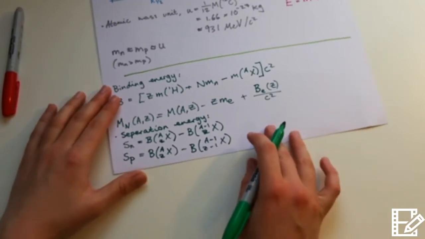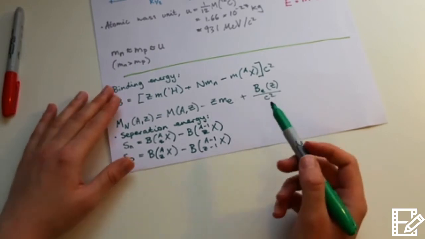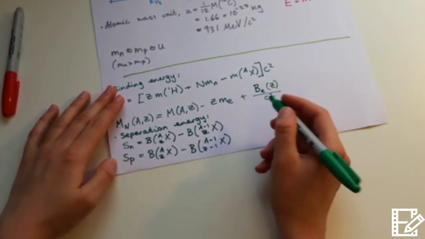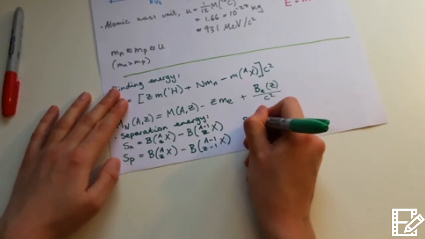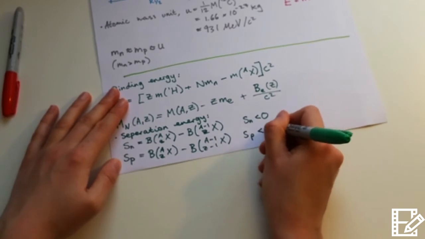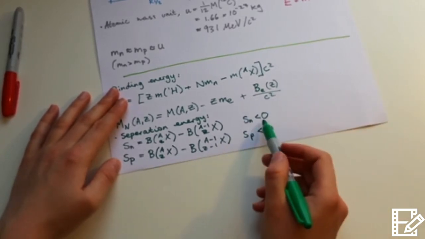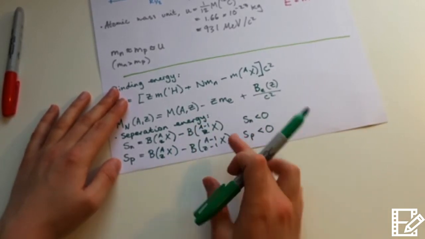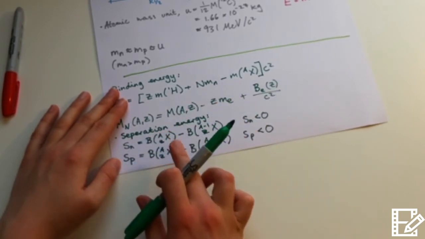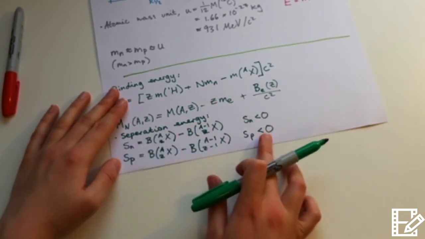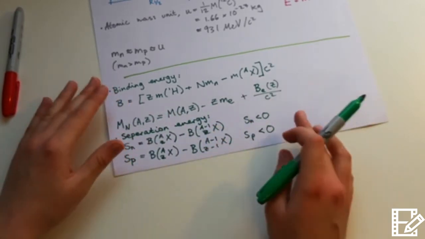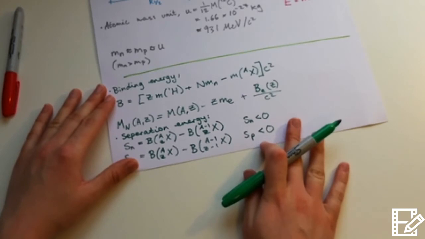And actually, if we're interested in knowing whether decay will happen from the nucleus or not, it turns out that in order for that to happen, we need Sn or Sp to be less than 0. Because if this is negative, then the binding energy of our new nucleus is greater than the binding energy of our initial nucleus, which means it's favorable for this to happen, and the nucleus decays by emitting a nucleon.